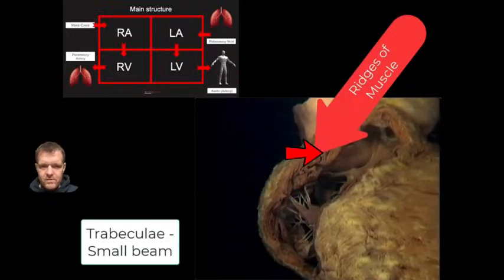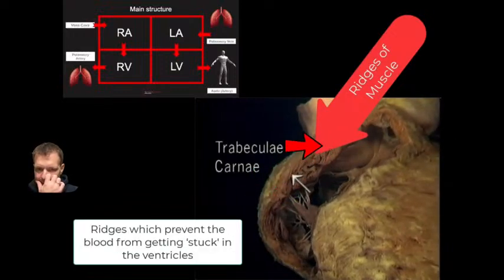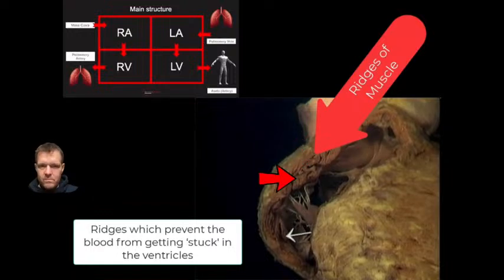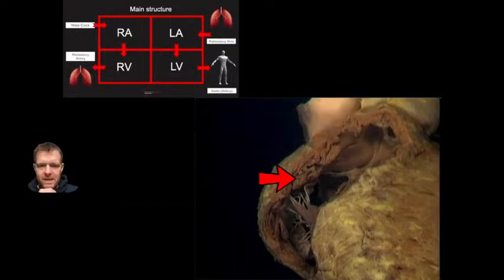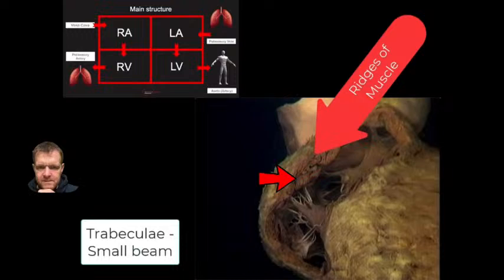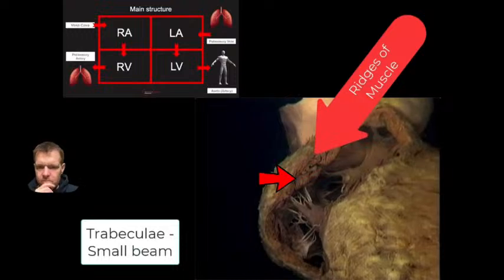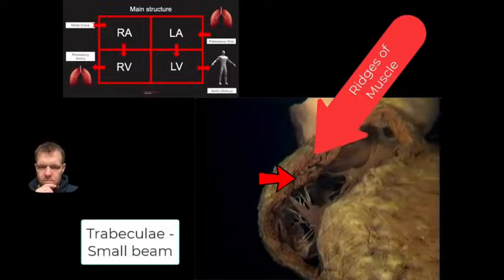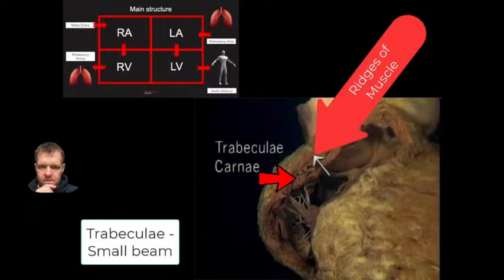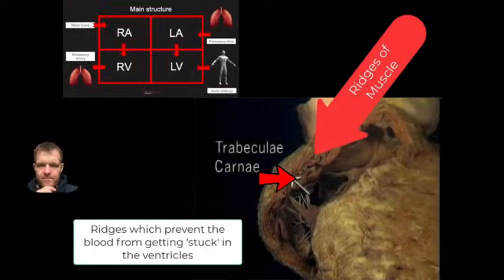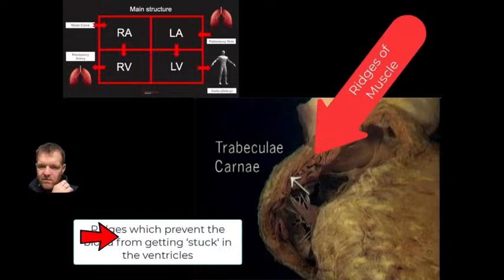So we've got this ridge of trabeculae, which is kind of irregular shaped muscle. Here we go. So we've got ridges which prevent the blood from getting stuck in the ventricles. That's the point of these.